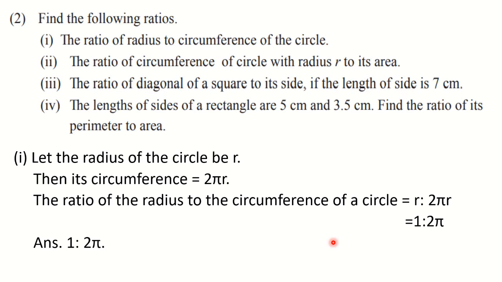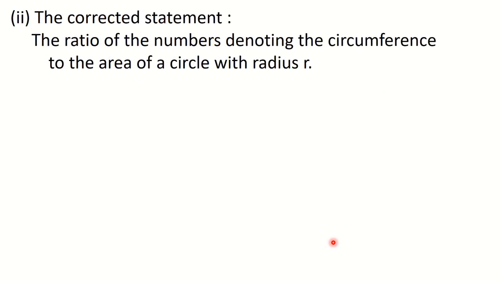Okay, let us go to the second question. As I have said, the corrected statement: the ratio of numbers denoting the circumference to the area of the circle. Okay, so here this word is important, or you can write down the words 'associated with the numbers'. Okay, you have to only think of the numbers. Okay, numbers denoting or associated numbers. Any words you can use.